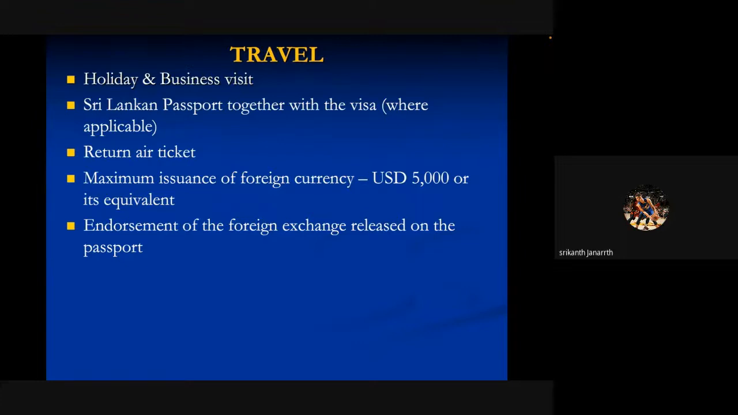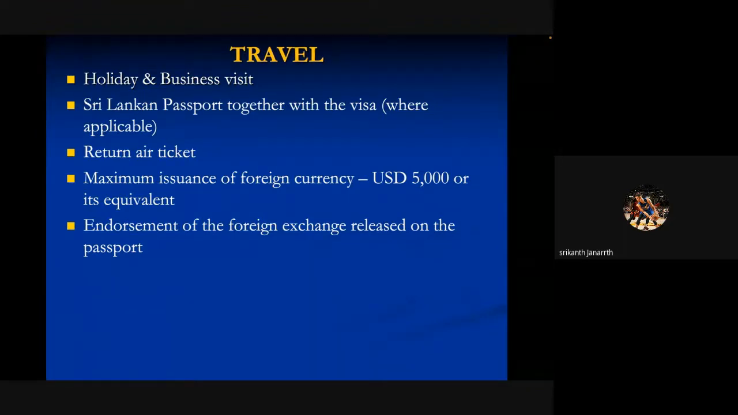If they travel to a certain country, you need to take the visa. So you have to look at the visa. You have to look at their passport, whether the passport is expired or has validity. They are traveling, they got the visa to travel. Then you have to look at the return air ticket. Return air ticket is very important.